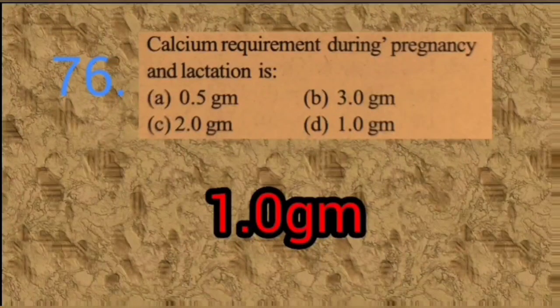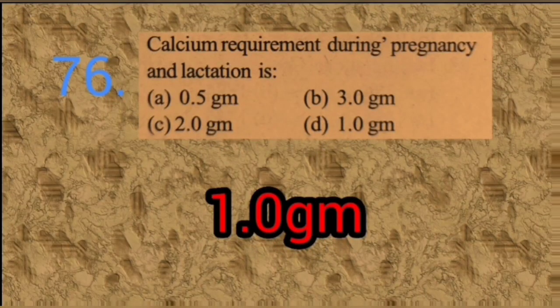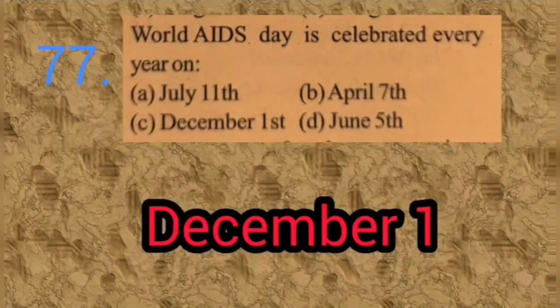Calcium requirement during pregnancy and lactation is? Options: A, 0.5 gram; B, 3 gram; C, 2 gram; D, 1 gram. Option D is right. Calcium requirement during pregnancy and lactation is 1 gram.